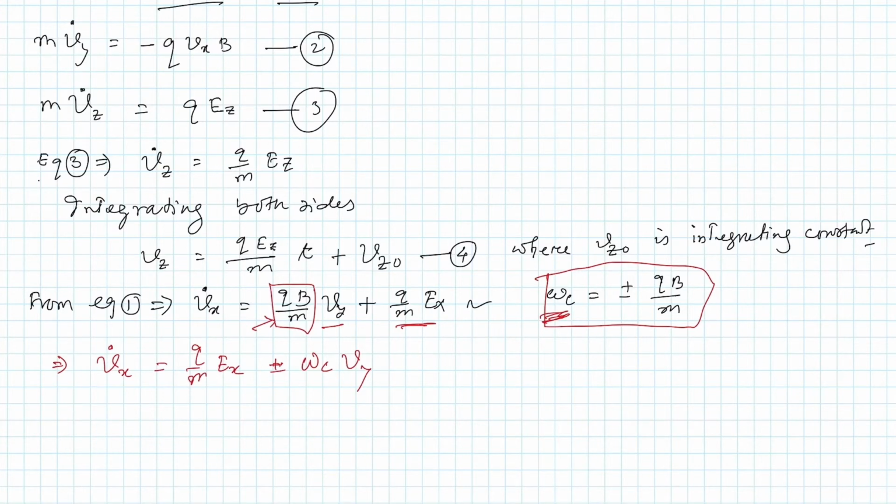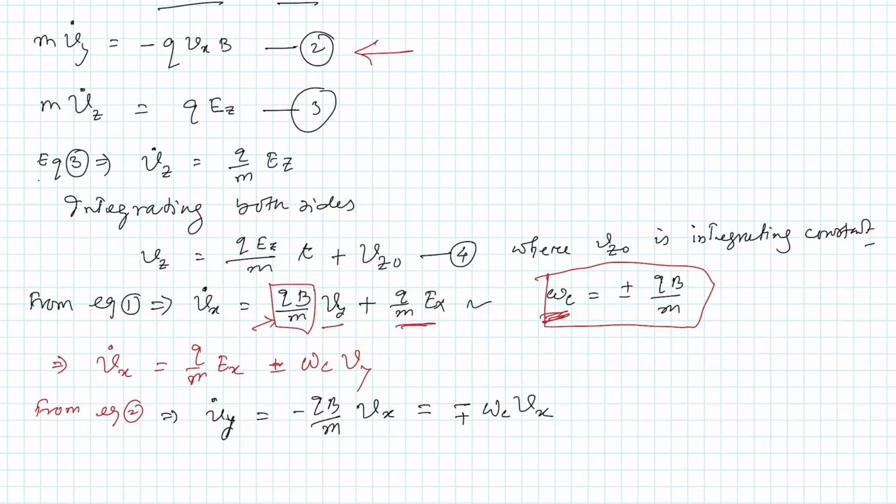This is another one, from equation number 2. From equation number 2, we will get v y dot is equal to minus qB by m v x, which is equal to minus plus omega c v x. We will get this.